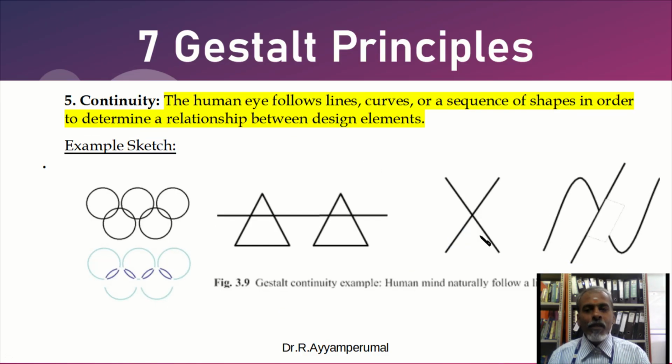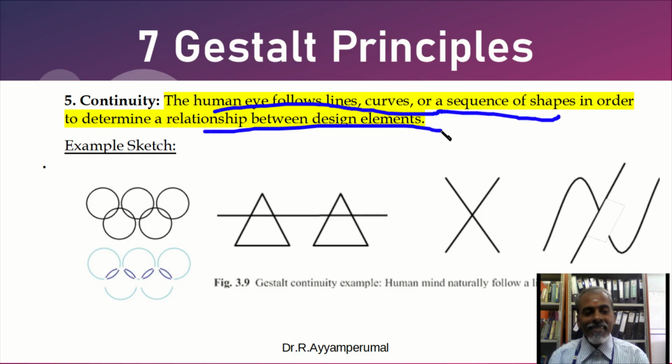The next principle, number 5, is about continuity. Based on the continuity, you will be able to know certain things. And then secret is important. A small continuity here, I'll just say that you might see a human eye follows lines, curves, and a sequence of shapes in order to determine the relationship in the design or elements.